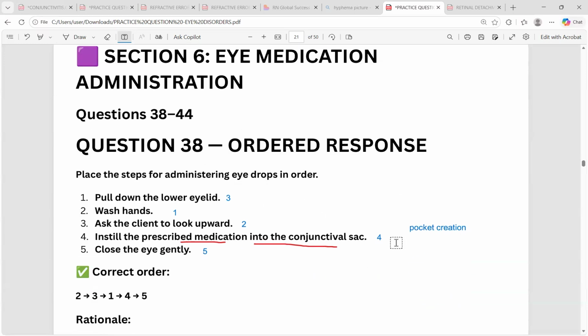So we can check with the answer. See, is it correct? The order which you have selected, is it correct? You can look here. The first you said was wash hands. Yes, that is the correct answer. Next step, ask the client to look upward. Yes, that's correct. Third, you said pull the lower eyelid downward. So it is also correct. Next option, instill the prescribed medicine. That's also correct. Last one, close the eye gently. Understood the priority order.